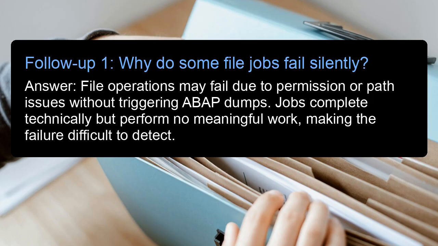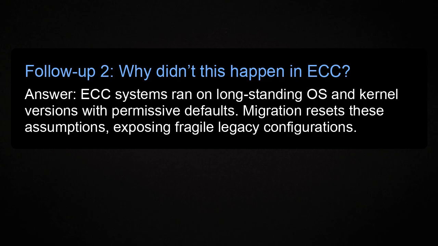Follow-up 1. Why do some file jobs fail silently? Answer: file operations may fail due to permission or path issues without triggering ABAP dumps. Jobs complete technically but perform no meaningful work, making the failure difficult to detect. Follow-up 2. Why didn't this happen in ECC? Answer: ECC systems ran on long-standing OS and kernel versions with permissive defaults. Migration resets these assumptions, exposing fragile legacy configurations.